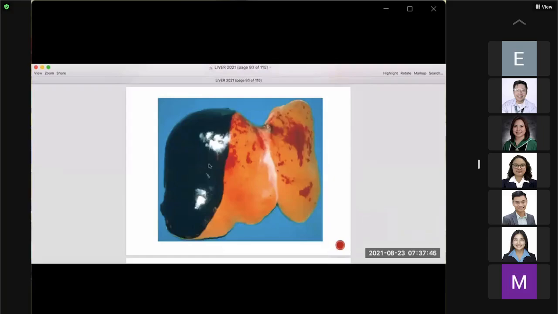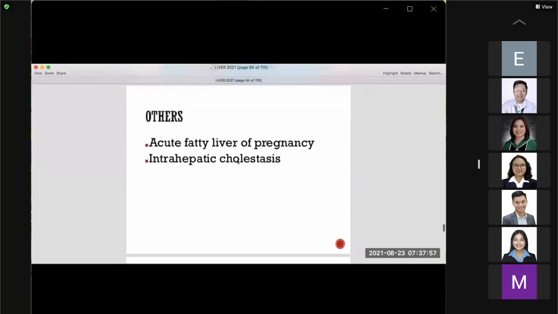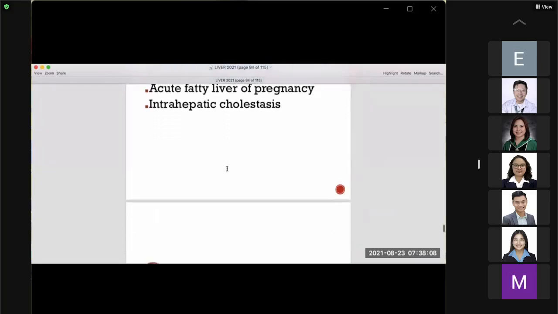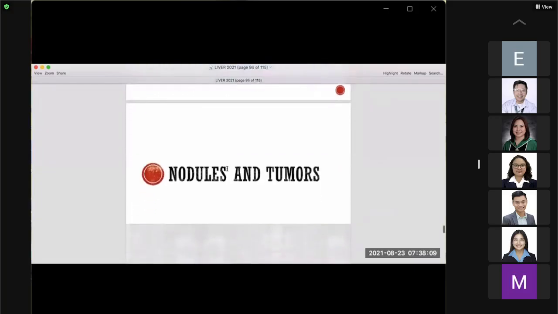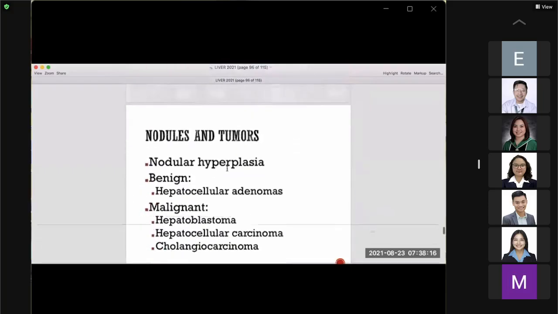There is massive injury, massive hemorrhagic changes that could happen in the liver. Other conditions that are found in the liver are acute fatty liver of pregnancy, as well as intrahepatic cholestasis. Okay, we go now to the discussion of the nodules and tumors that are found in the liver.